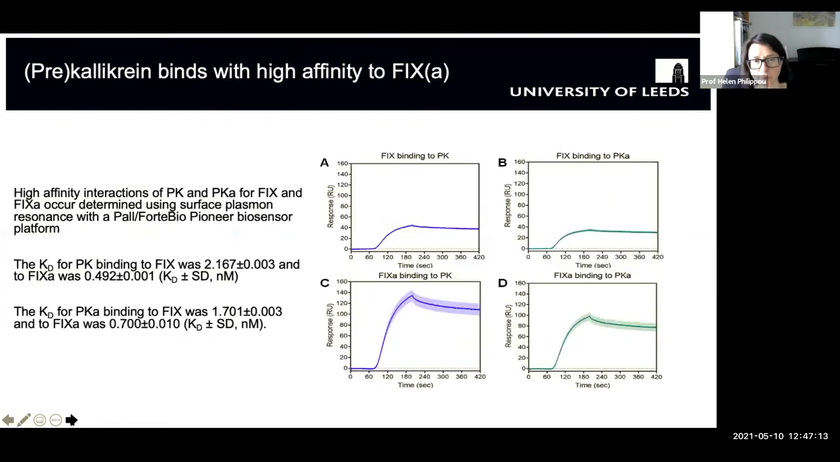Next slide, please. So we looked to see whether pre-kallikrein and kallikrein could actually bind to factor 9. What we see is a very tight interaction, where factor 9 is able to bind to pre-kallikrein and kallikrein, and activated factor 9 is also tightly bound to pre-kallikrein and kallikrein. These curves are generated with a different SPR system. So these are kinetic curves, and the concentration of the analyte is increased in the association phase, but this isn't evident in these curves, but it is kinetic data. Next slide, please.